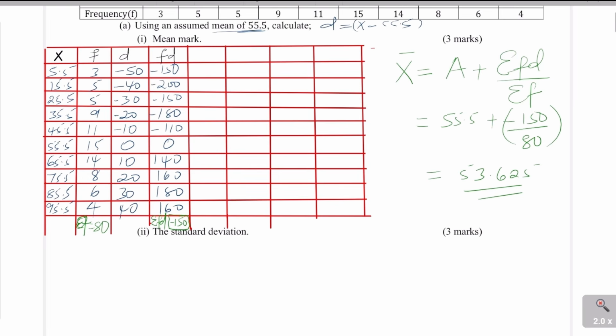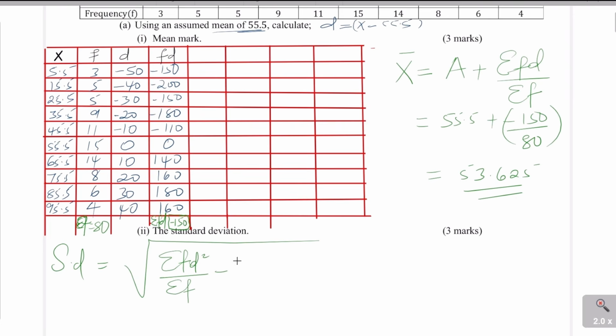First of all, we need to get the formula. How do you get the standard deviation of a group data using the assumed mean? So standard deviation is given by the square root of the variance. And this is how you get the variance: the summation of FD squared divided by the summation of F, subtract the summation of FD divided by the summation of F, and then you square this.